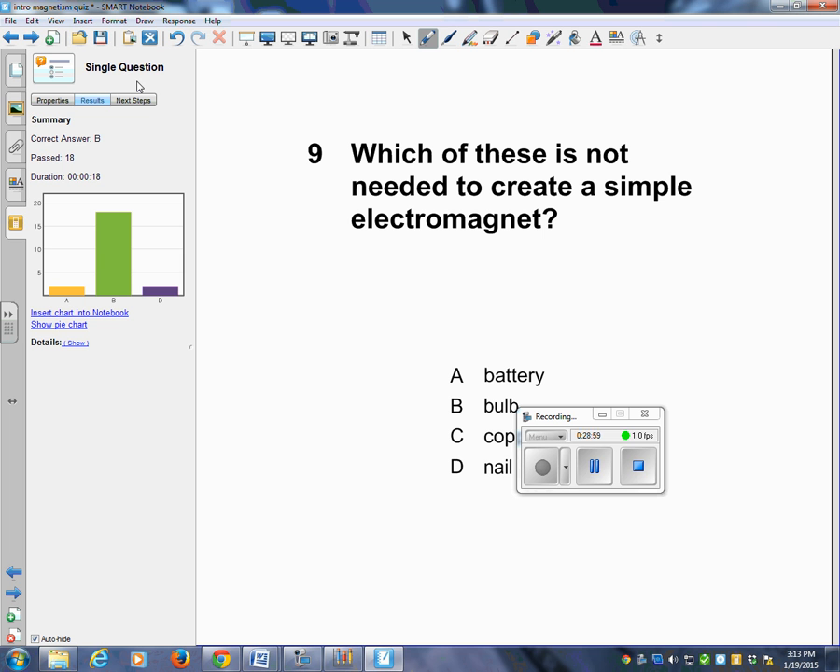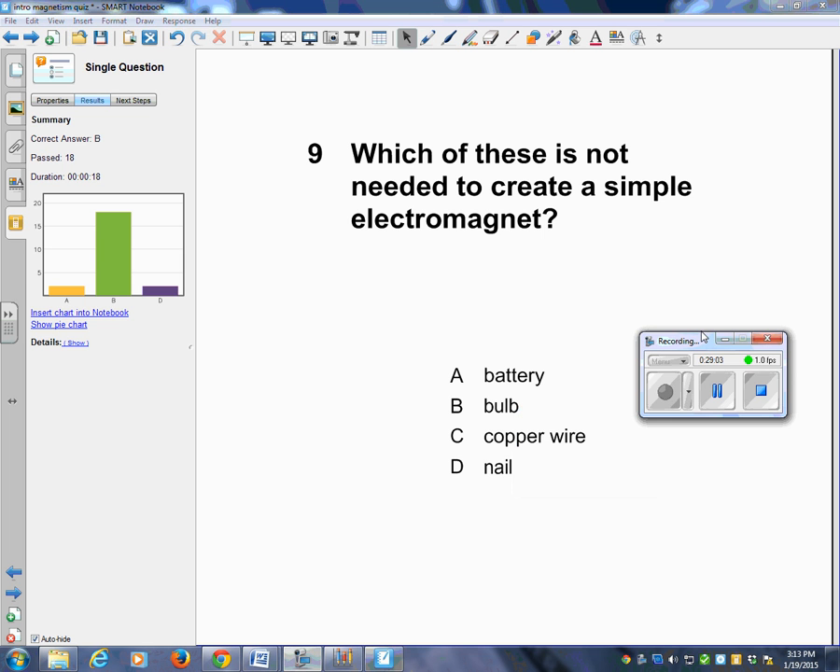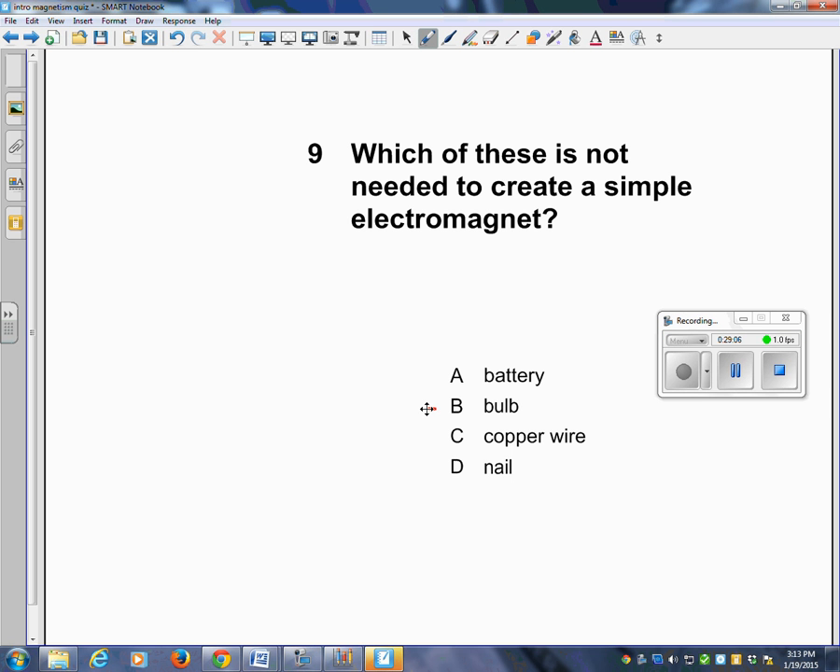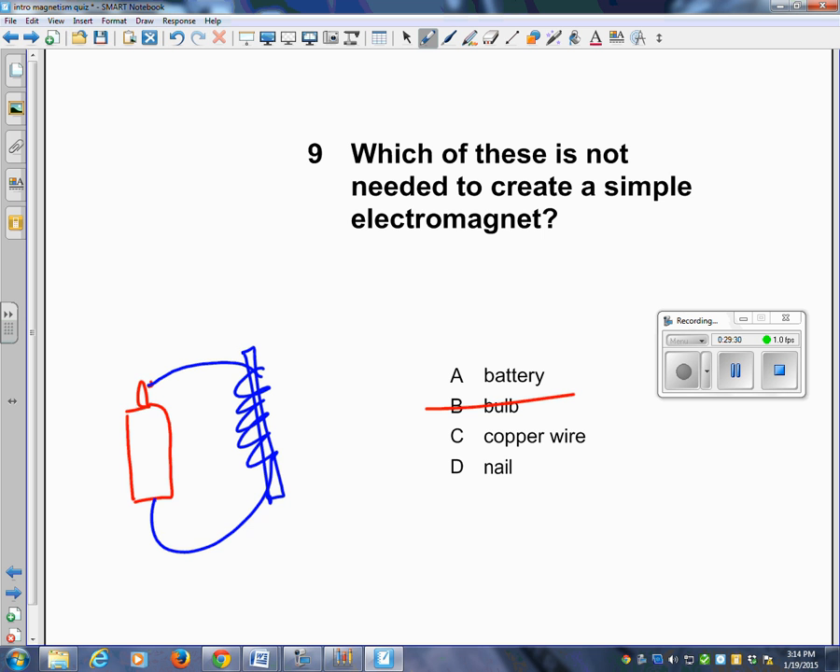Which of these is not needed to create a simple electromagnet? If you've got a battery, copper wire, and a nail, you can turn the nail into an electromagnet. What does electromagnet mean? It means it's only a magnet when the electricity's on, right? So you've got your battery, and you've got your wire, and then it's curled around a nail like that, and then the nail becomes a magnet.